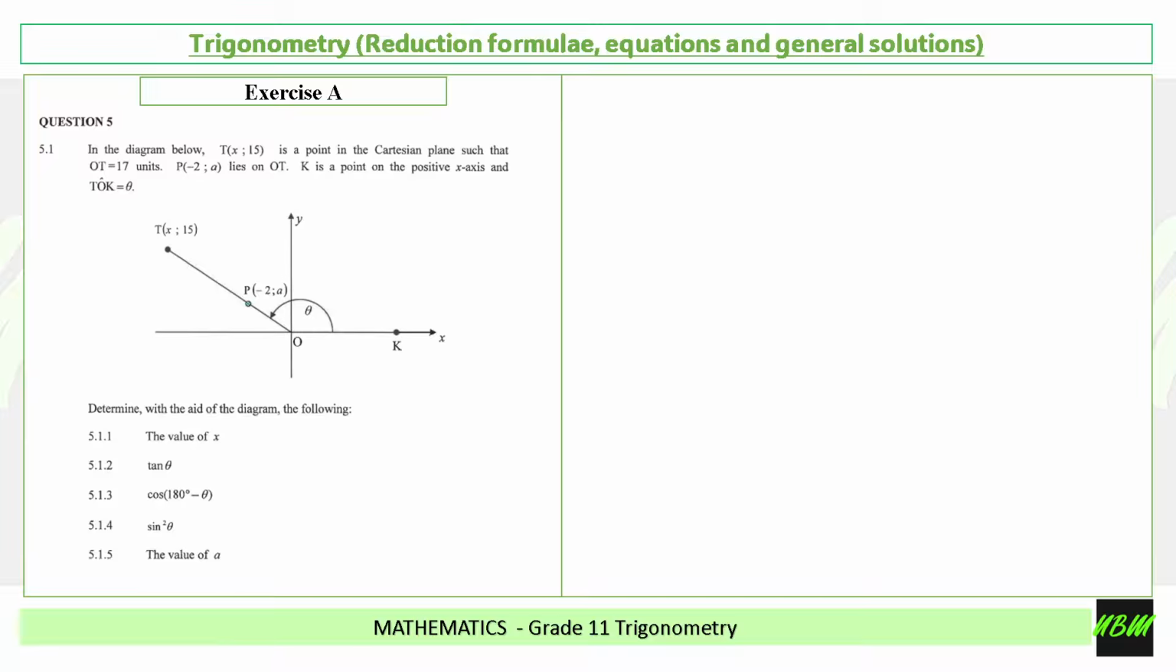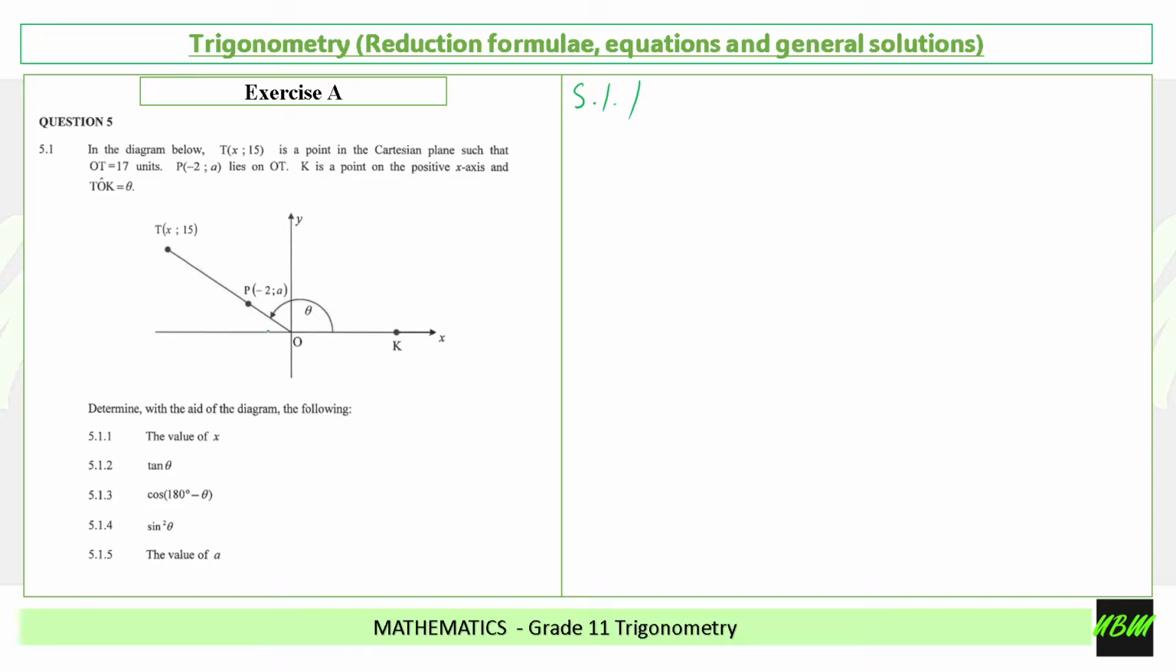Here is point P. K is a point on the positive x-axis. Here is point K, and angle TOK is theta. Determine, with the aid of the diagram, the following. Alright, 5.1.1.